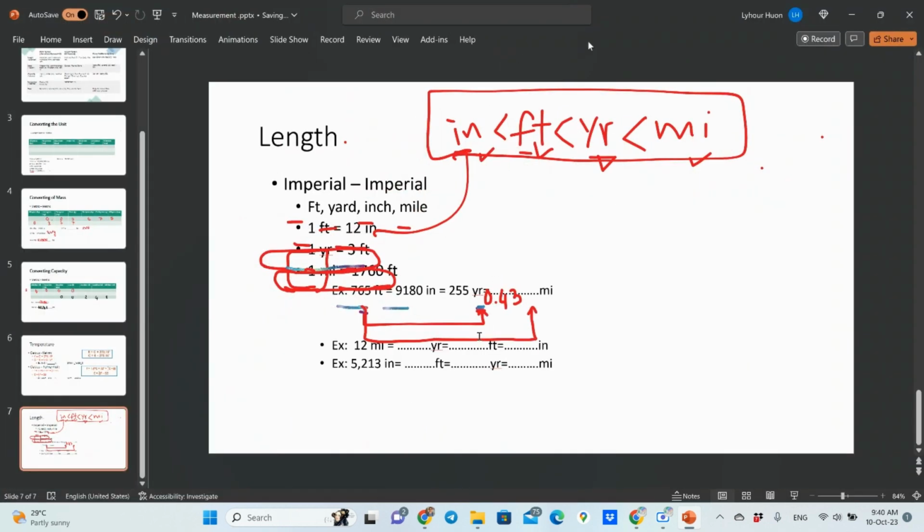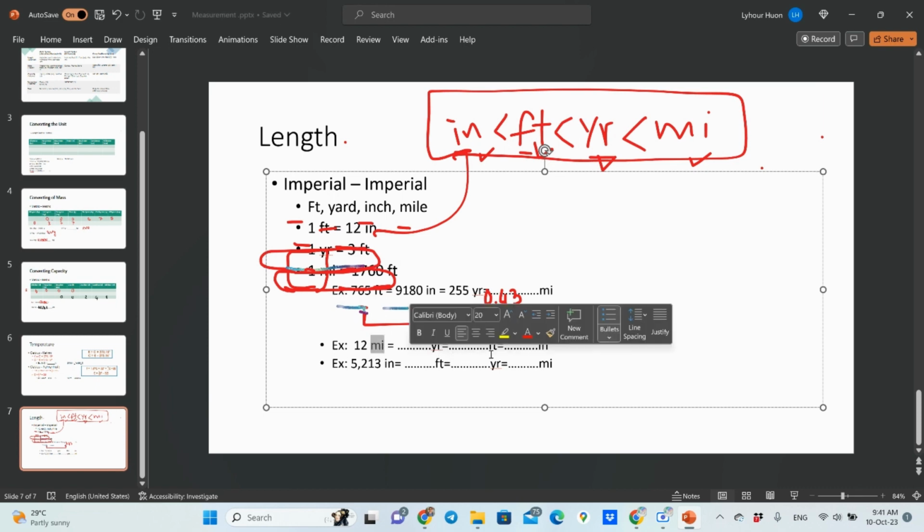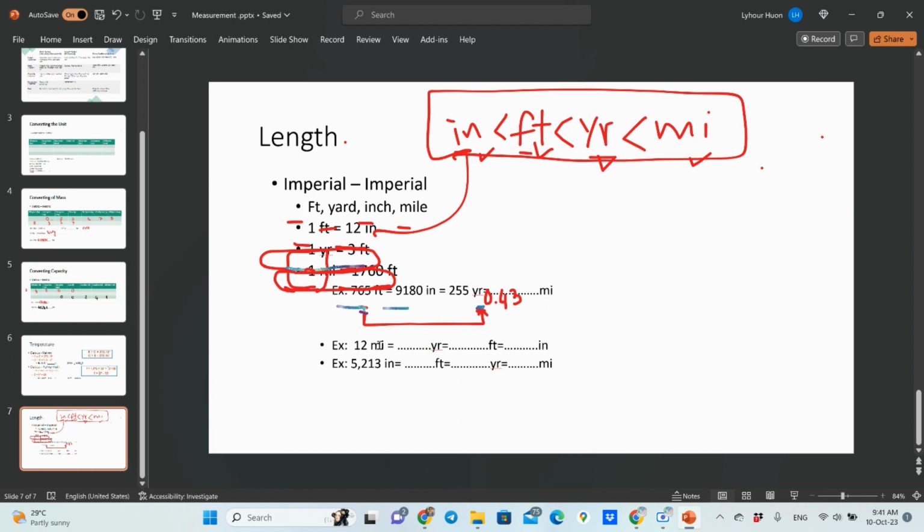Okay, so 12 miles to feet. Now mile is the bigger unit, so we convert bigger units to smaller units. We multiply or divide, again, from bigger units to smaller units, we multiply or divide.